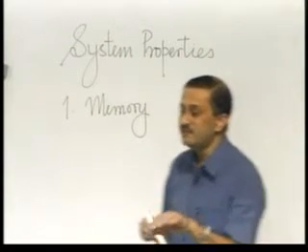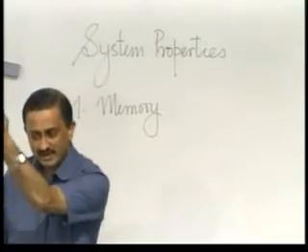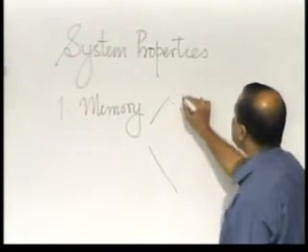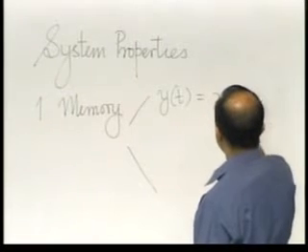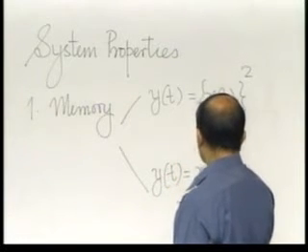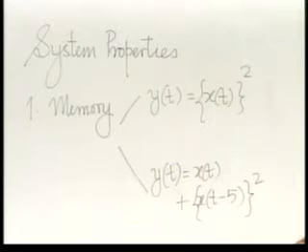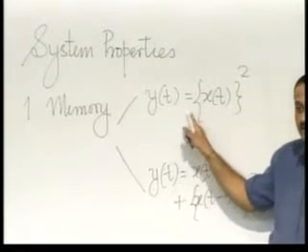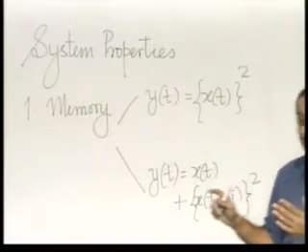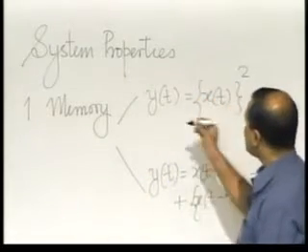Let's assume that we'll take examples of systems where I can write down yt explicitly in terms of xt and other yt's, and I can make a systematic calculation. So we have an explicit description. Let's take two different situations. Yt is x of t the whole squared. Yt is x of t plus x of t minus 5 the whole squared. In this case, the output at time t relates only to the input at time t. So the system does not remember. The moment the input is presented at a particular point t, the output can be calculated. So we say the system has no memory.